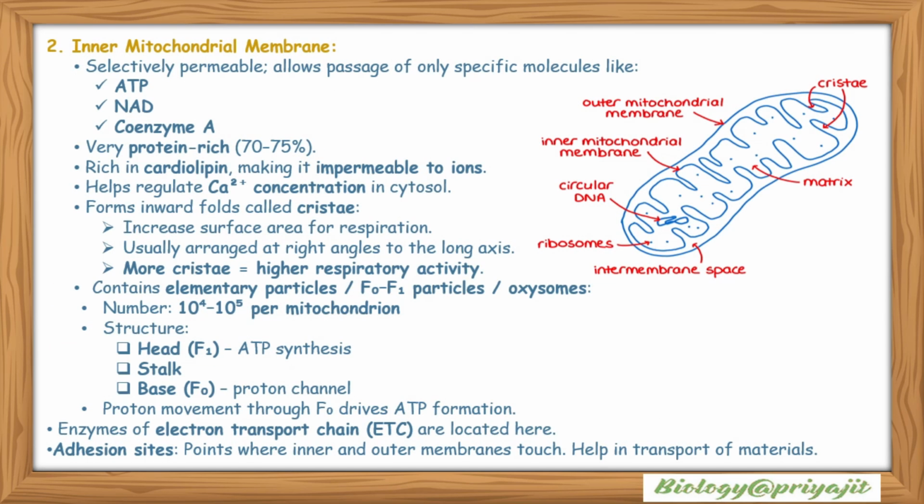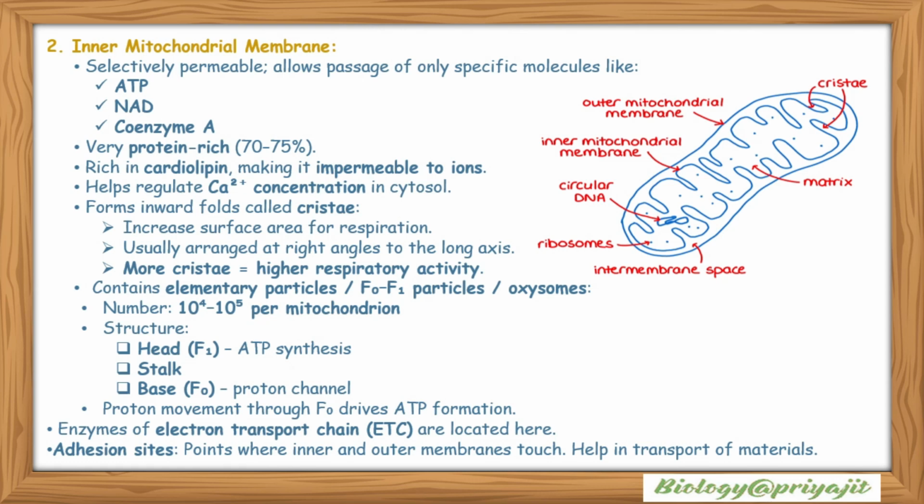The inner mitochondrial membrane is selectively permeable and allows passage of only specific molecules like ATP, NAD, and coenzyme A. It is very protein rich, approximately 70 to 75%. It is rich in cardiolipin, making it impermeable to ions. It helps regulate calcium (Ca2+) concentration in the cytosol. The inner mitochondrial membrane forms inward folds called cristae. They increase the surface area for respiration and are usually arranged at right angles to the long axis.